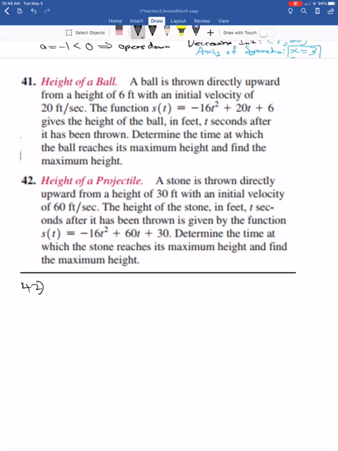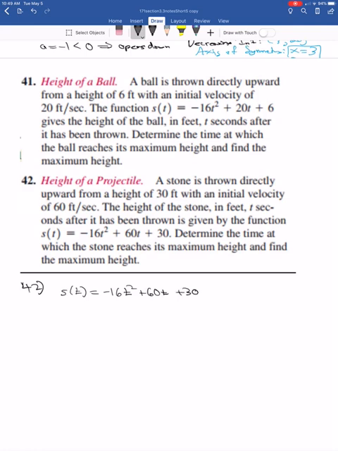Height of a projectile. It says a stone is thrown directly upward from a height of 30 feet with an initial velocity of 60 feet per second. The height of the stone in feet, t seconds after it's been thrown into the air, is given by this function s of t. All right, so let's write down this function here, this model. It models the path of this projectile as launched into the air. S of t is -16t squared plus 60t plus 30.